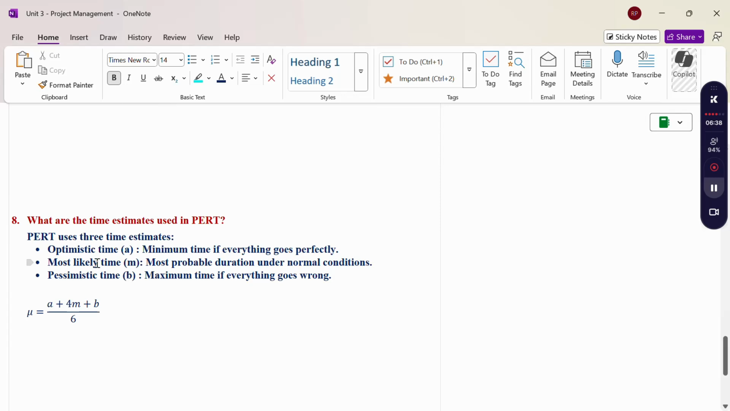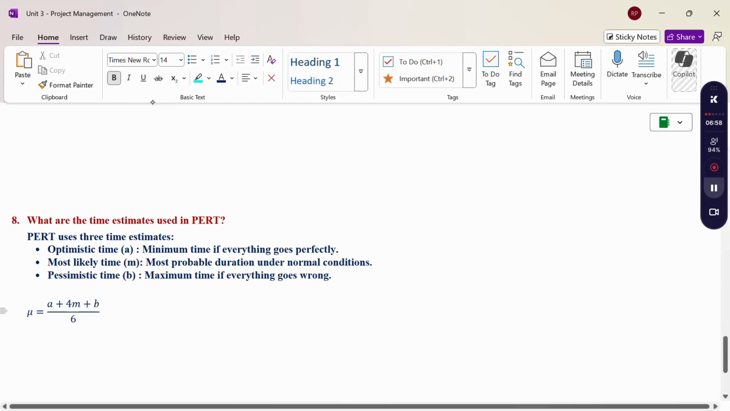So what does optimistic time mean? It is the minimum time if everything goes perfectly well. Most likely time means the most probable duration under normal conditions. And pessimistic time is the maximum time if everything goes wrong, a bad and difficult situation to handle.